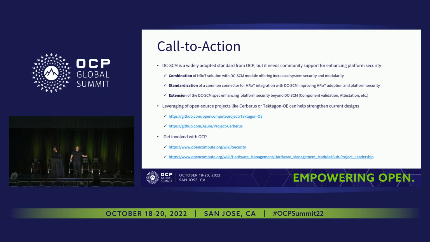There's the security team, which is spearheading a lot of the security aspects, and we're in the hardware management sub-team, talking about how this applies to a lot of the hardware designs on the platforms. So with that, this is the conclusion of the presentation. If there are any questions, we can take them, please.